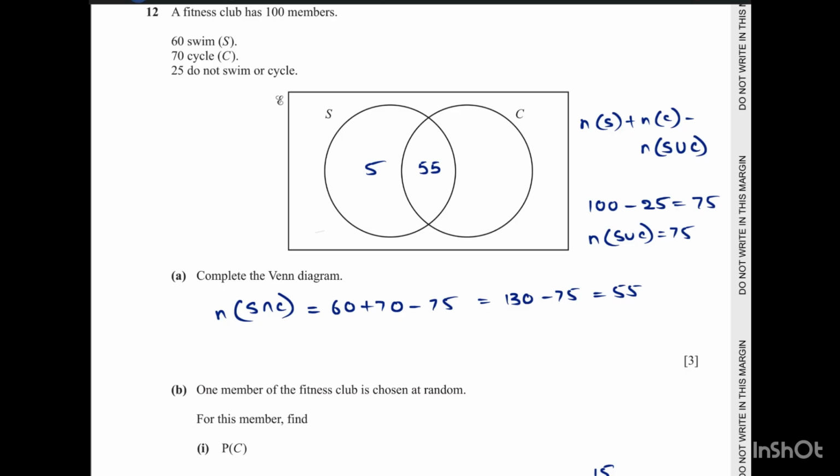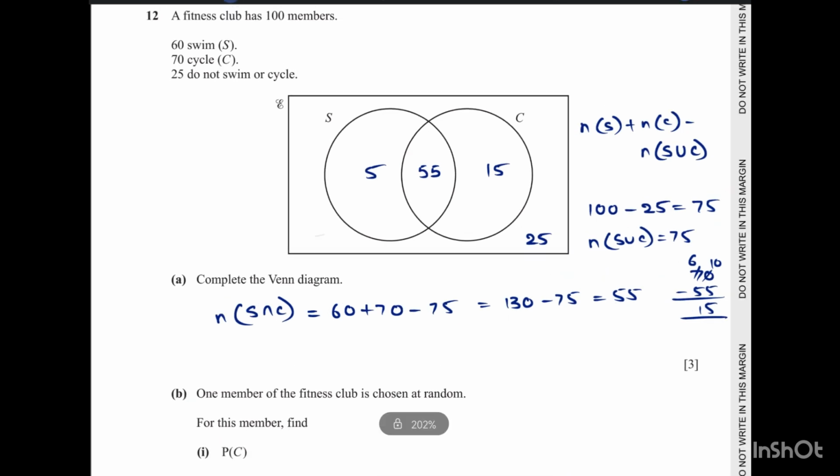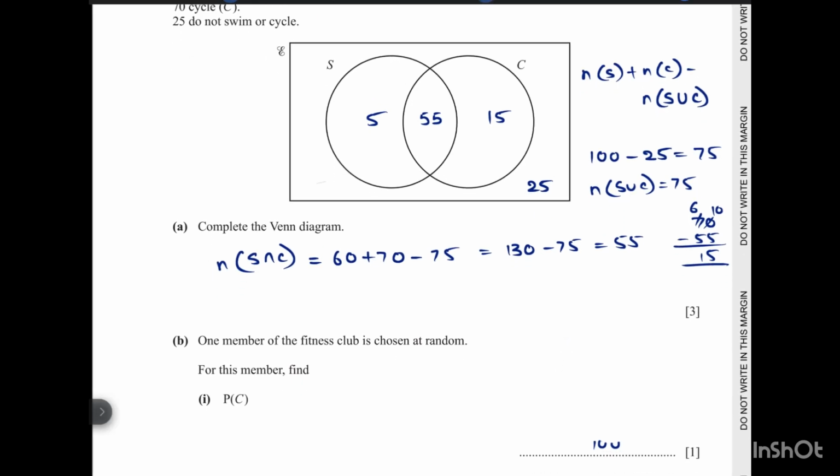And then from 70, if I subtract 55, not 75, 70 minus 55 is 15. 15 members are those who only cycle, they won't swim, and 25 comes here. This is the complete Venn diagram. Okay, question A is done. Now question B we will do.